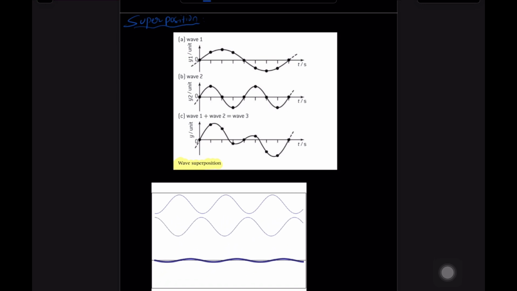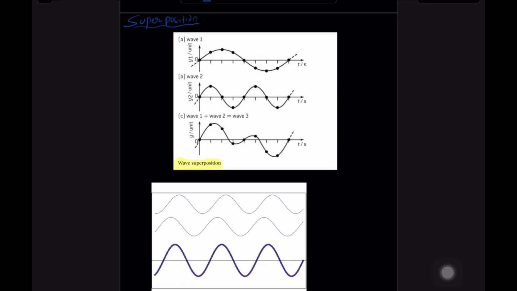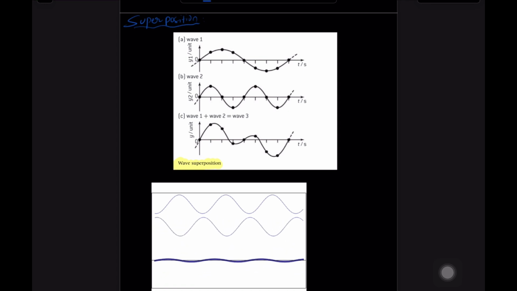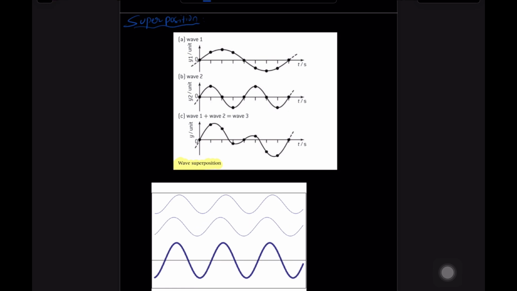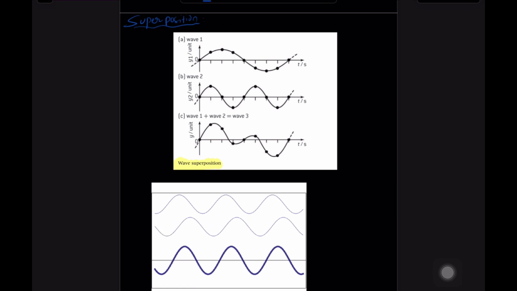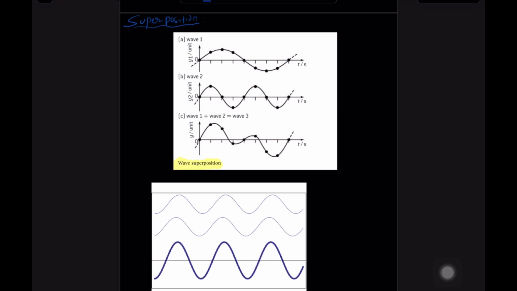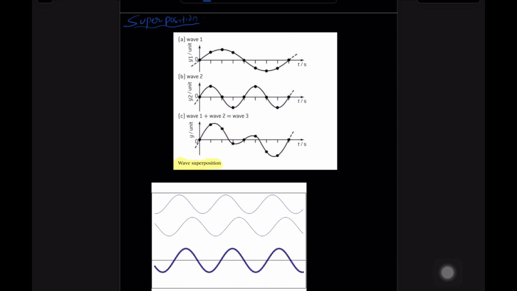superposition. So the displacement of the wave adds up or subtracts depending upon how they are meeting. You can see this visual where one wave is stationary and the second wave is moving to the right. The resultant displacement is the vector sum.